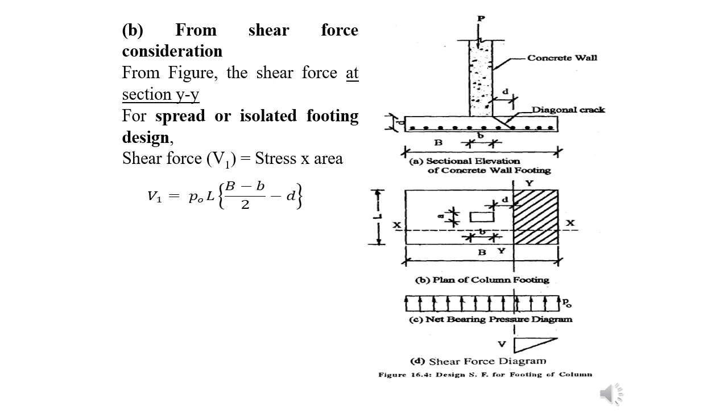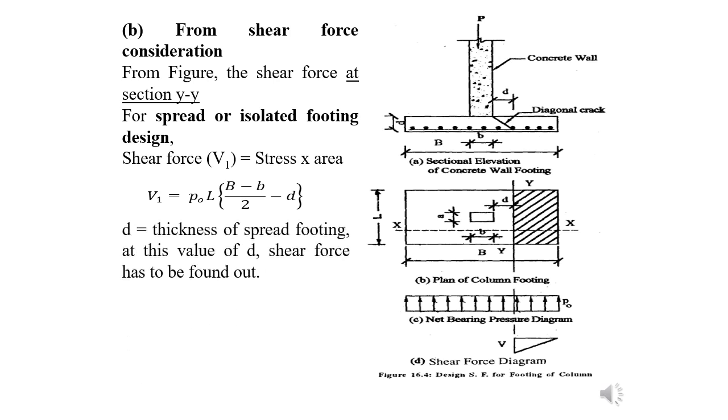What I am trying to say is, how can we know the value of small d? This small d we have to assume first, based on the previous bending moment. There also we have calculated d. That d we can use here, and at this distance d, this shear force we have to calculate. So d, the thickness of the footing, as I told you, at this value of d, shear force has to be found out. Here also we have to find out shear force at this point along the y-y axis.